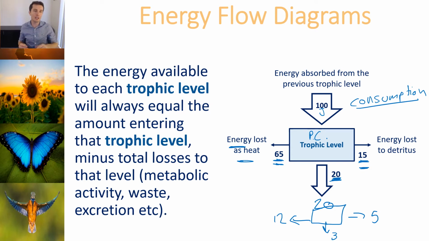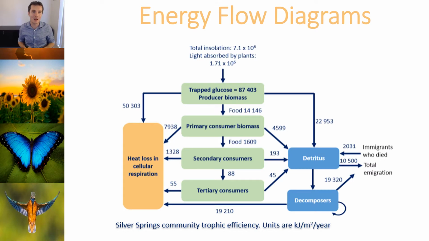So when you look at this, as I mentioned, the energy available to each trophic level will always equal the amount entering that trophic level minus the total losses to that level. So the losses of energy are metabolic activity, waste, excretion, those types of things, and they're represented.